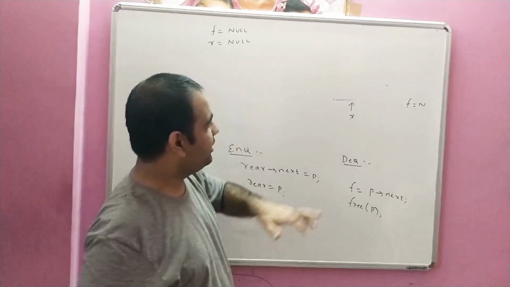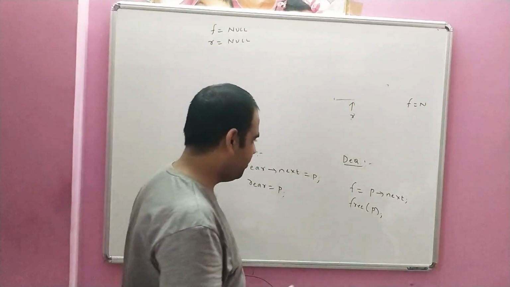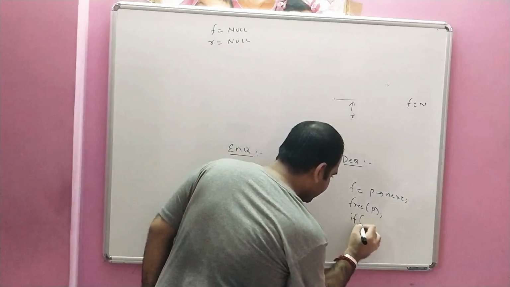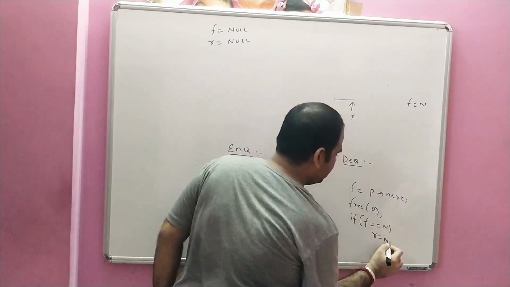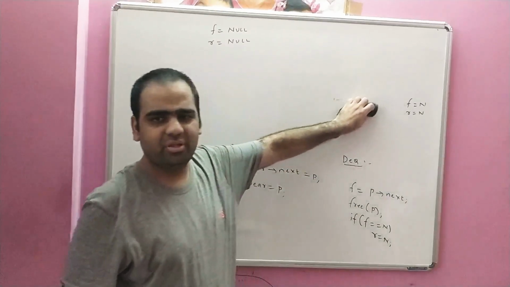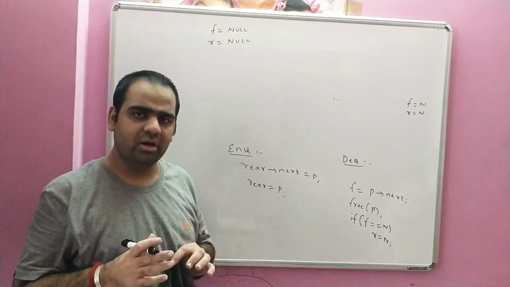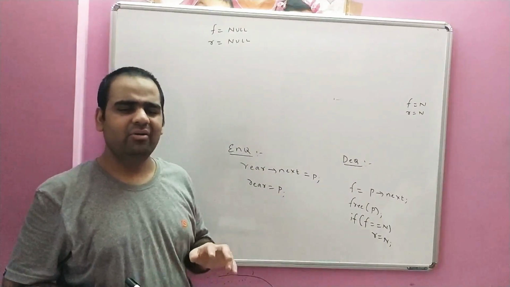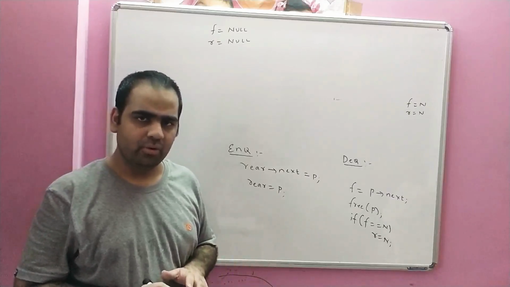And where is the rear pointing to? Rear is pointing to the freed location, hence it becomes a dangling pointer. Therefore you have to write: if the value of front is equal to null, then the value of rear should also become equal to null. And this becomes a simple algorithm for dequeue, and this becomes a simple algorithm for the enqueue. Now let us see how we do it using structures before we write the code.